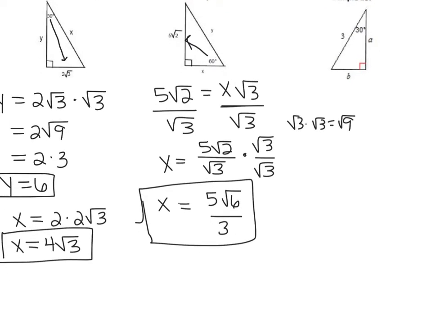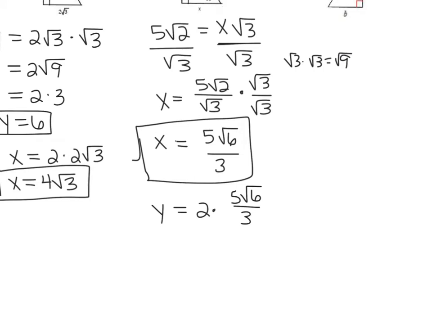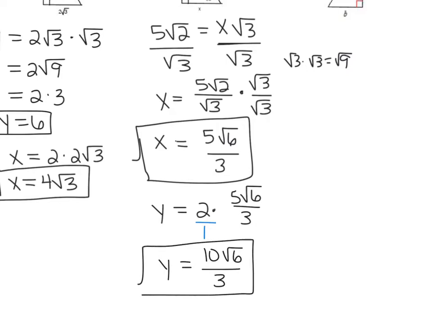Now all that's left to do is to solve for the hypotenuse. And the hypotenuse, y, is 2 times the shorter side, which we now know is 5 square root 6 over 3. So when we multiply 2 times 5 square root 6 over 3, technically this is 2 over 1. So when we multiply, we do 2 times 5. So we get 10 square root 6 over 1 times 3, which is 3. So 10 square root 6 over 3 is going to be the length of our hypotenuse.